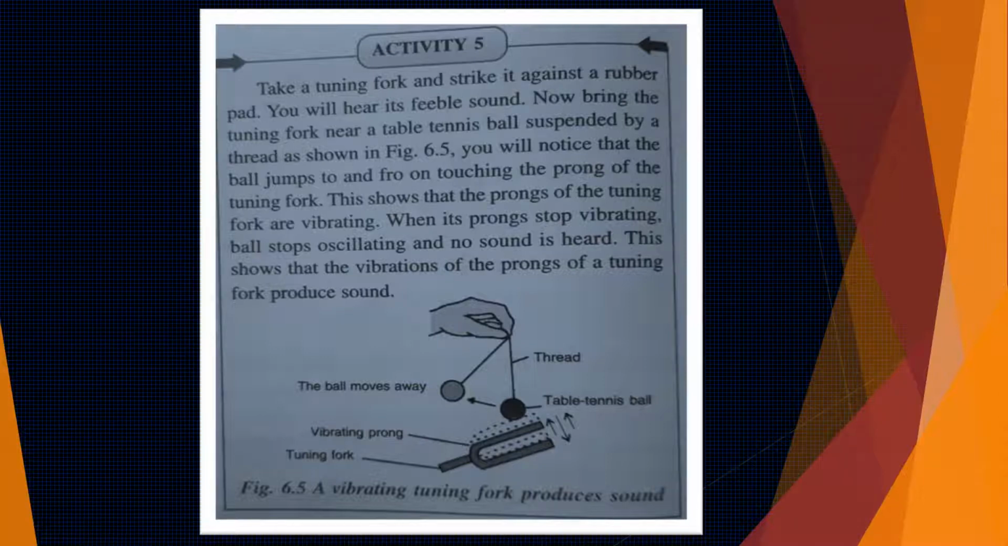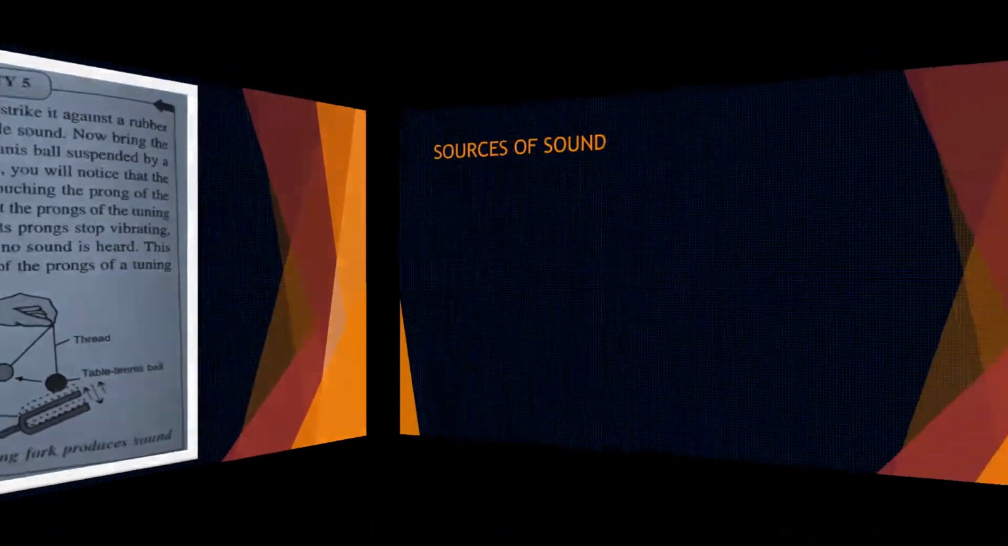This shows that the prongs of the tuning fork are vibrating. When its prongs stop vibrating, the ball stops oscillating and no sound is heard. This shows that the vibrations of the prongs of a tuning fork produce sound. Thus, we have seen three activities which show that the production of sound is because of a vibrating body.